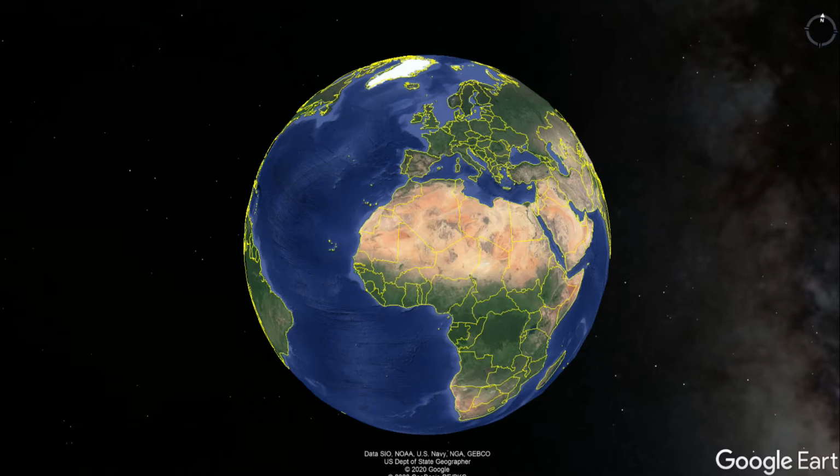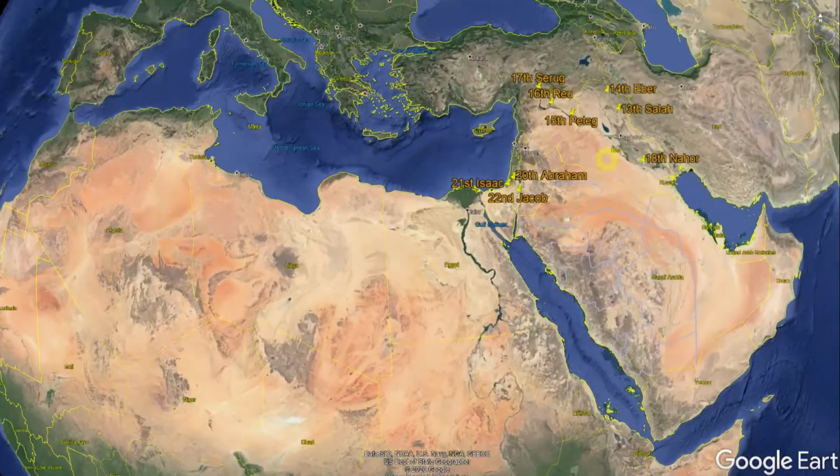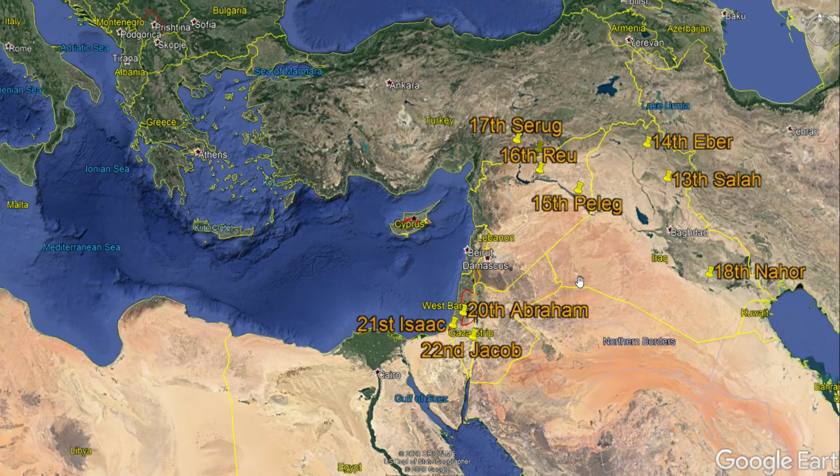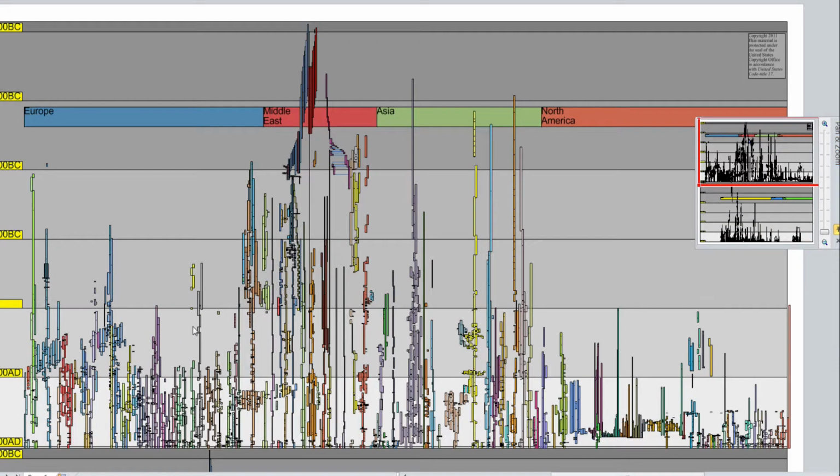We're going to look at the life of Jacob, and of course this gets us into the controversy of the entrance into Egypt. So let's dive into this. We can see the map here, and here is our primary area that we're going to be looking at. And then let's get into the periodic table of history.